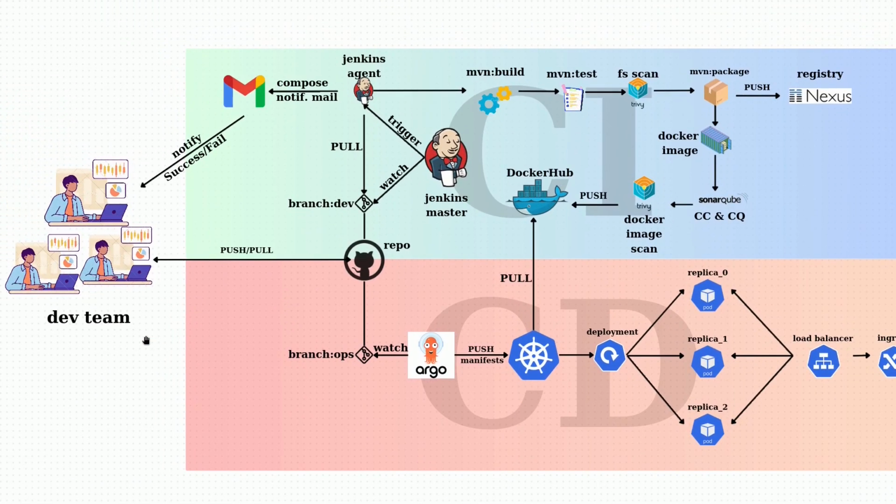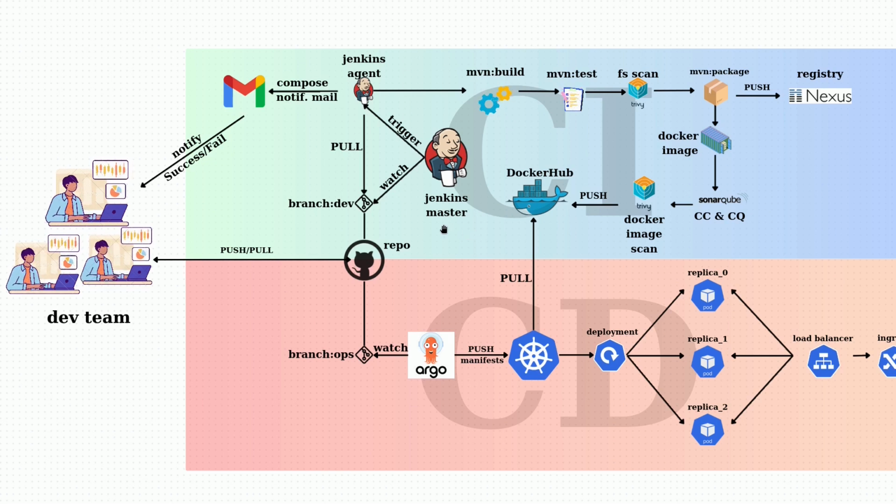So we have the developer team inside our company, and they have a code repository on GitHub. As they develop their software, they push and pull the code to the repository. That repository has two separate branches: the development branch and the ops branch. First, we are going to talk about the CI part.